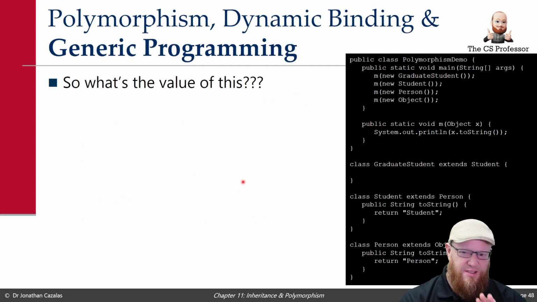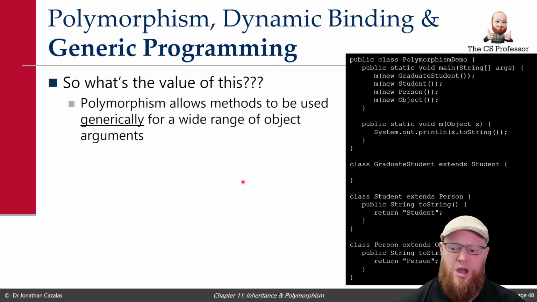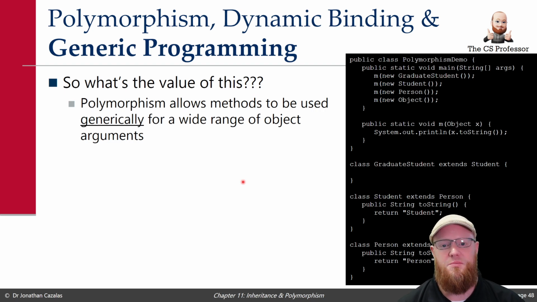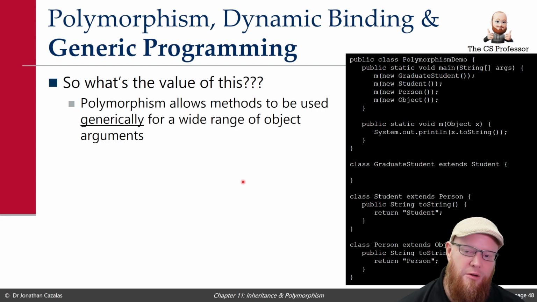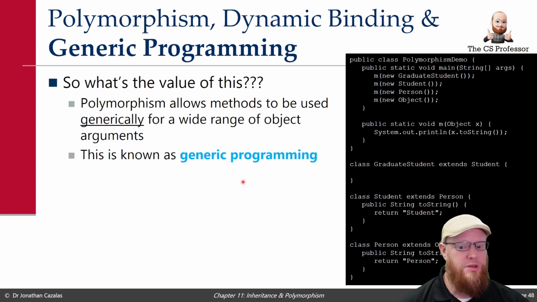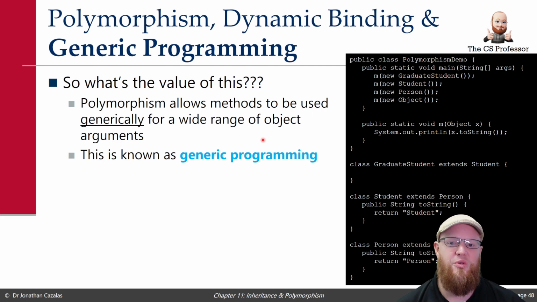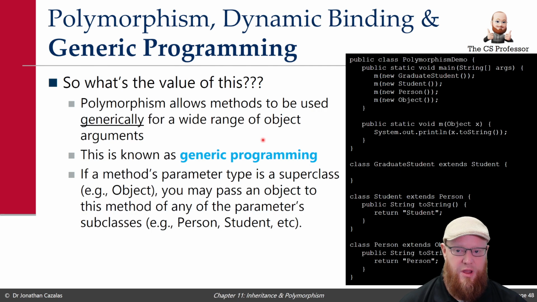So all of this is a lot of words, right? We gave an example, but still a lot of words. What's the value of all of this? What is really the value proposition? Polymorphism allows methods to be used generically for a wide range of arguments, which leads us to a very, very important programming paradigm, the idea of generic programming.